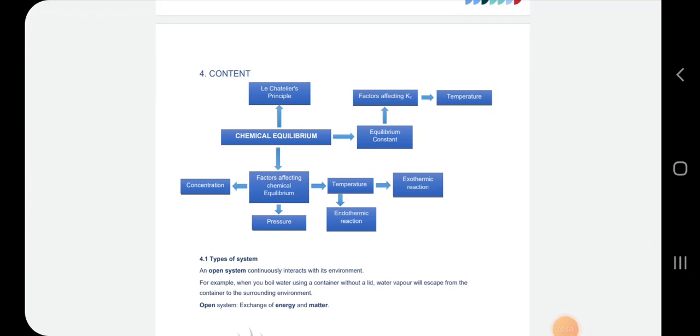So I'm just doing a revision video on chemical equilibrium with you guys. So let's look at this topic. We'll first deal with types of systems and Le Chatelier's principle: concentration, pressure, and temperature, endothermic and exothermic reactions. And yeah, let's get into that.